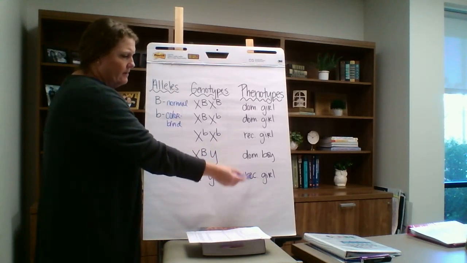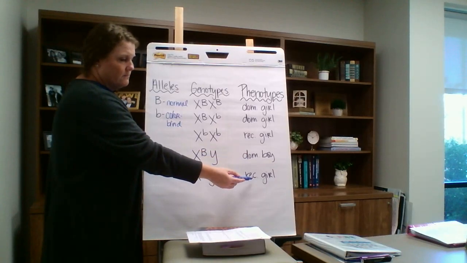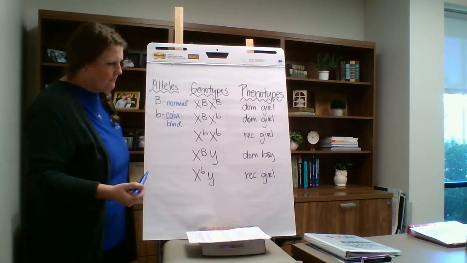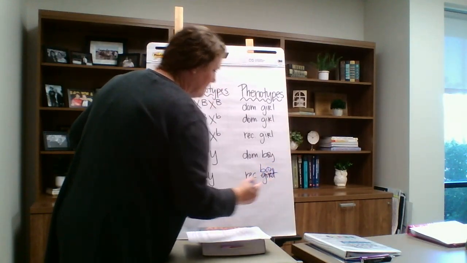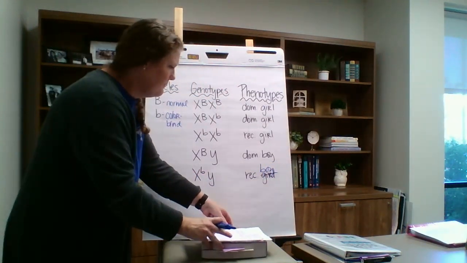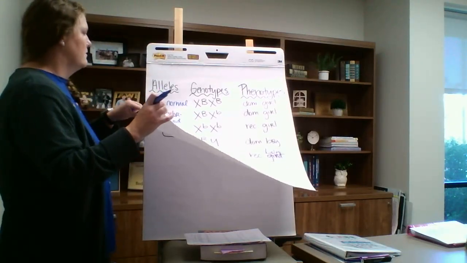And then for the boy, it's a 50-50. They're either normal or they're colorblind, okay? And I wrote that wrong, I should say boy. Little mistake there. So now we're going to work out our Punnett squares for sex linkage.